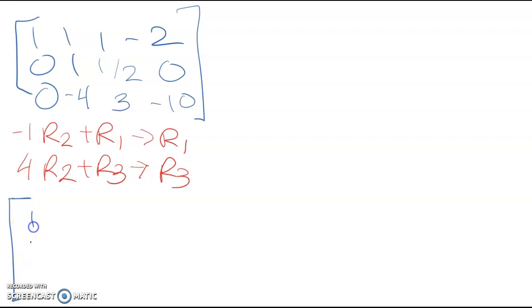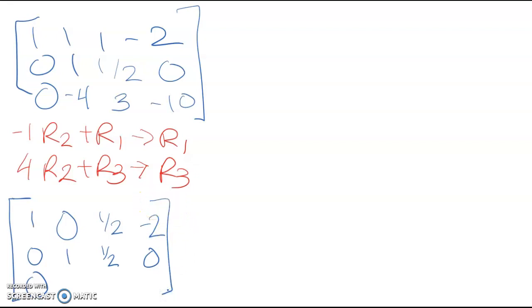So I know that my middle row is not changing, but I have a -1, so I'm doing top minus bottom basically. So 1 minus 1 is 0. 1 minus 1/2 is 1/2. -2 minus 0 is -2. Okay. And now I need to do 4 row 2 plus row 3. So 4 minus 4 is 0. 4 times 1/2 is 2. Plus 3 is 5. And I get negative 10. Right, 0 plus negative 10, negative 10.